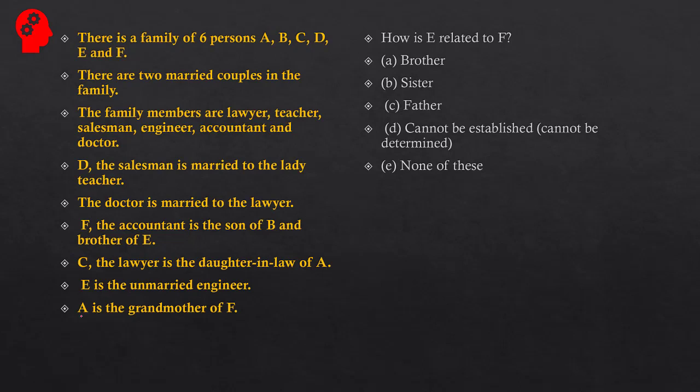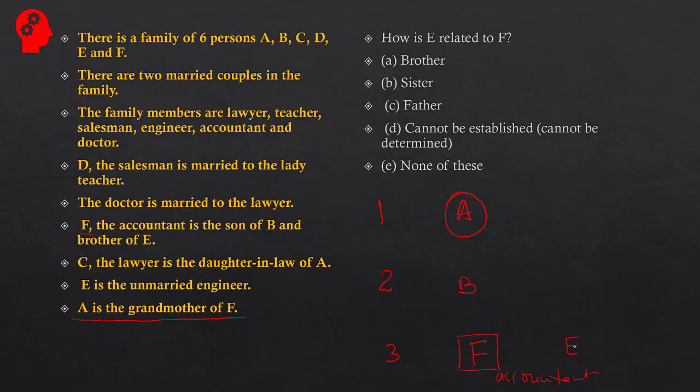Starting from the last point, A is the grandmother of F. Now this line tells us that there are 3 generations in this question. Now F, the accountant. So we have got profession of F. F, the accountant, is the son of B. That means B would come in second generation. And with this statement, I also know the gender of F and brother of E. So E also comes in the same generation if F is brother of E.